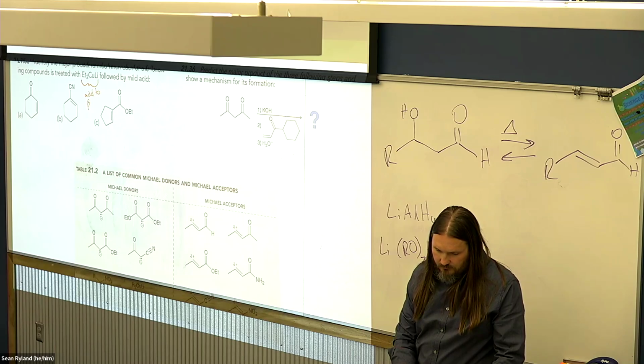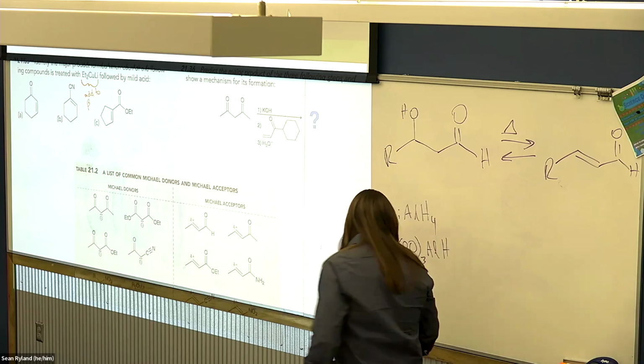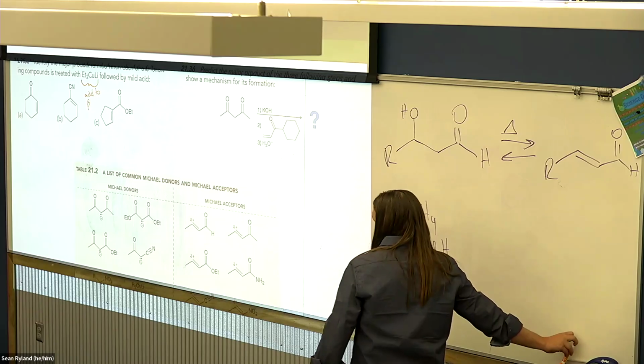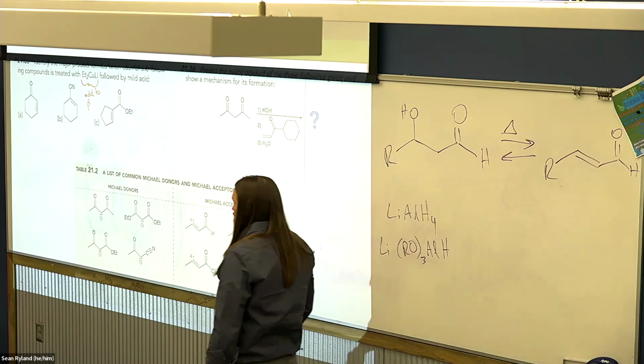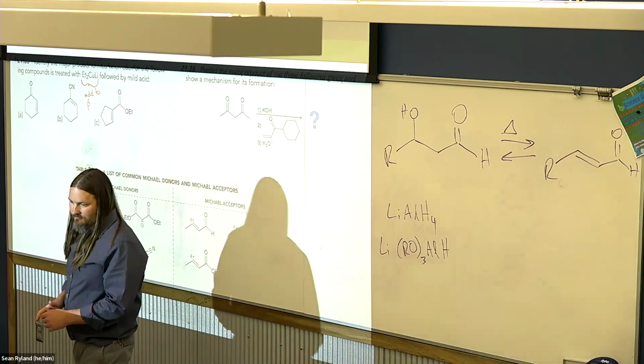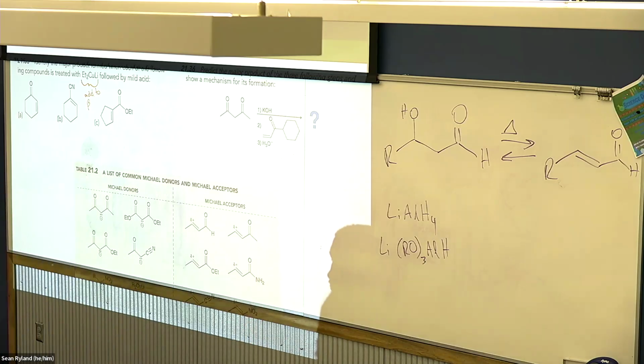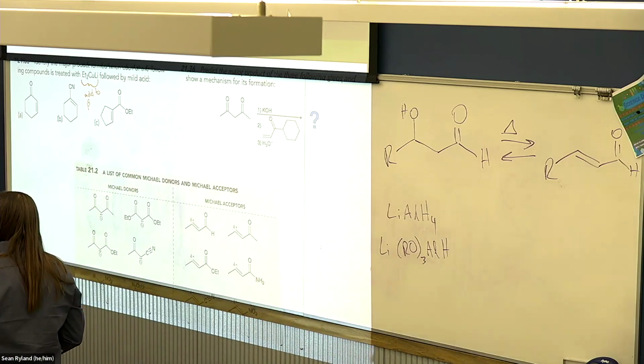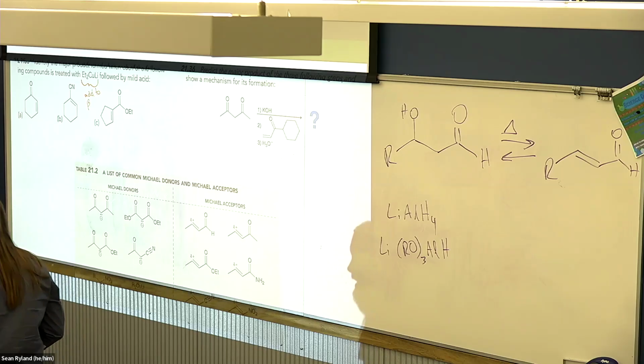But if we know what the end state is, so that's our Gilman reagents. It's going to act like a Grignard reagent, but only add to the beta part. It's less reactive.